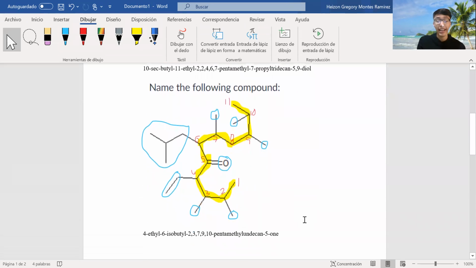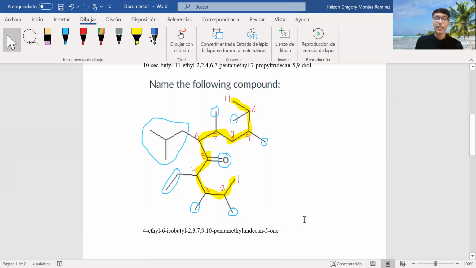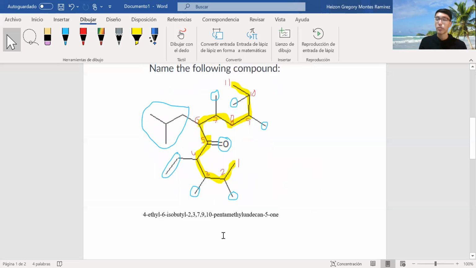Then in the next exercise, we identify that there is a ketone. It is a ketone because it is in the middle of the main chain. So we start counting the main chain from the side nearest to the ketone, which is the bottom part. So finally, we count that there are 11 carbons in the main chain. So we identify the rest of the branches and we write them in alphabetical order.